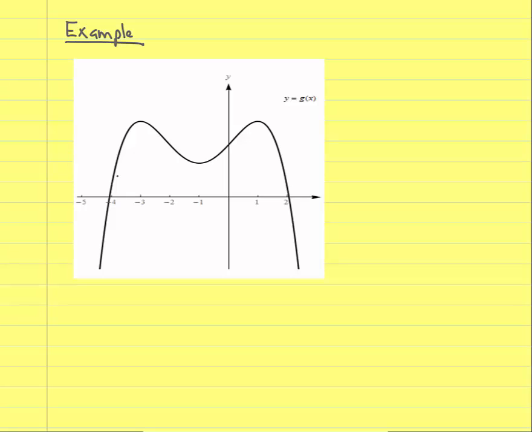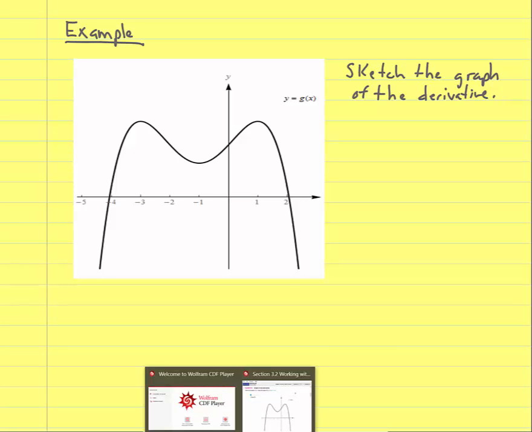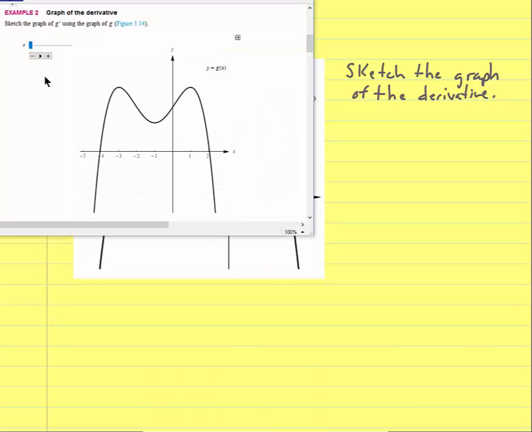So here we have the graph of a function. What we want to do is sketch the graph of the derivative. Well, we can do this if we can analyze some very important features of this graph. Now this is a sketch of the derivative. This is not an exact replica of the derivative. So let's go ahead and look at a quick animation that shows us what's going on with the tangent lines in this case.